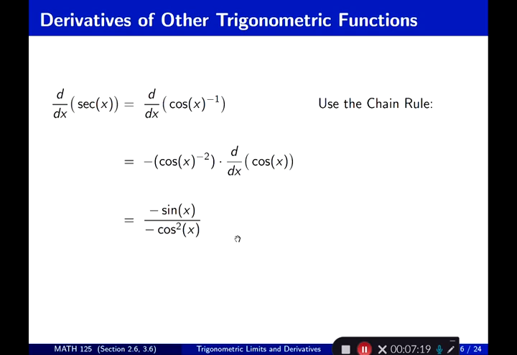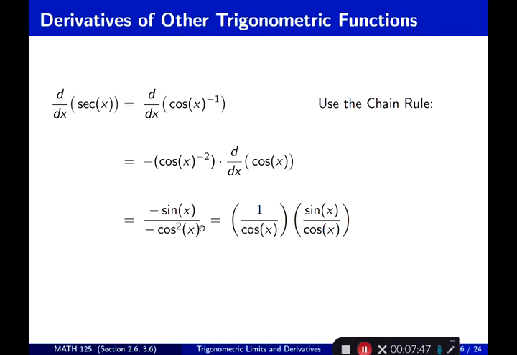What is the derivative of cosine of x? That's negative sine of x. So you have negative sine of x over negative cosine squared x. And this, I can use some identity, some algebra, to put sine of x over cosine of x and multiply it by 1 over cosine of x. So it looks like this.